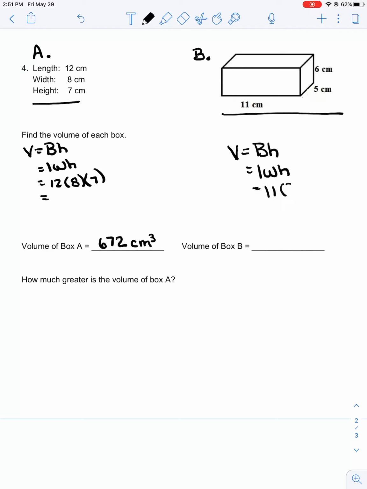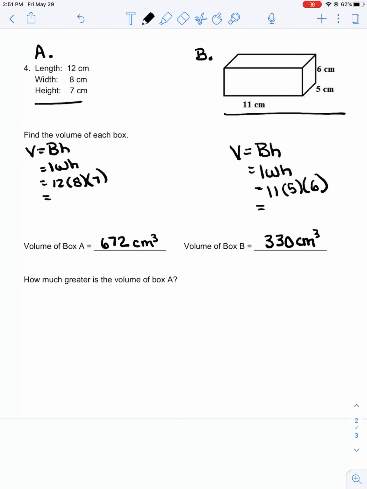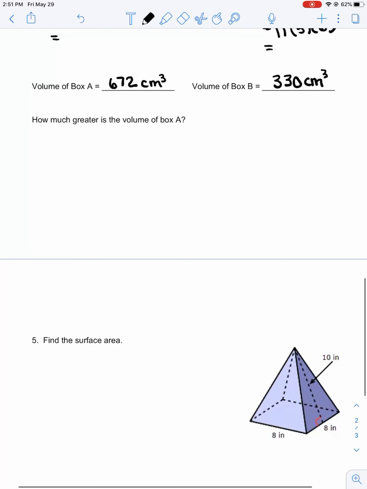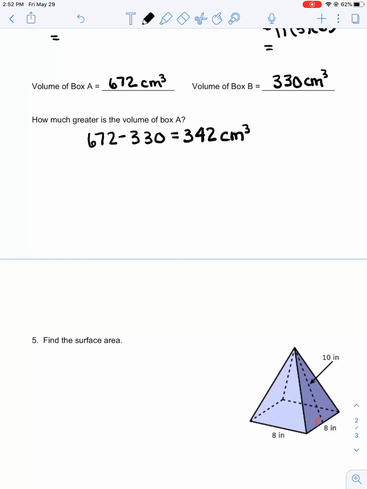For our volume for B, we have V equals capital B H, or length times width times height. So we have 11 times 5 times 6, which is 330 centimeters cubed. It asks how much greater the volume of box A is. In order to find that out, we need to subtract the two. So we have 672 minus 330, and the difference there is 342 centimeters cubed. Always remember to label your answers, okay?